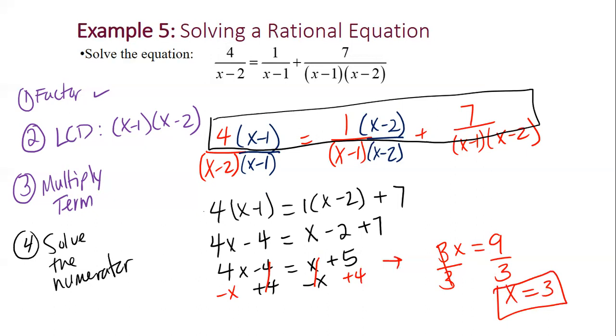Okay, so what changed from examples 3 and 4 to example 5 is the LCD. So before I can do anything, I have to acknowledge what is my LCD, make those changes, and then solve as I normally would. Does that make sense? Okay, so that's the difference between a linear equation and a rational equation.